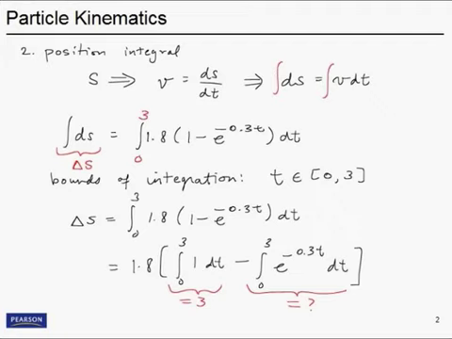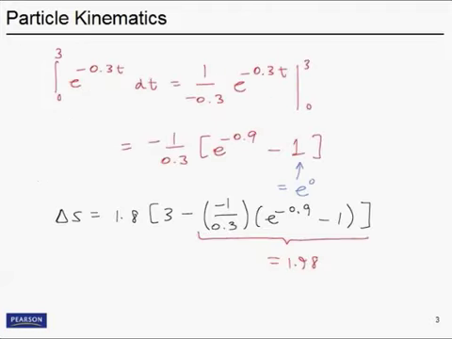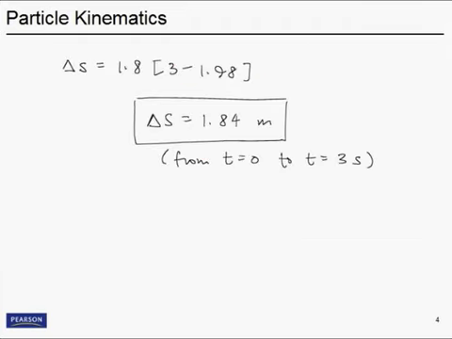The key here was the equation which related the velocity to the position coordinate s. But once we set out to do the integral, we could define the integral in terms of the velocity equation, go ahead and do the integral, and once we made our way through all the math, we ended up with the solution. Delta s is equal to 1.84 meters.